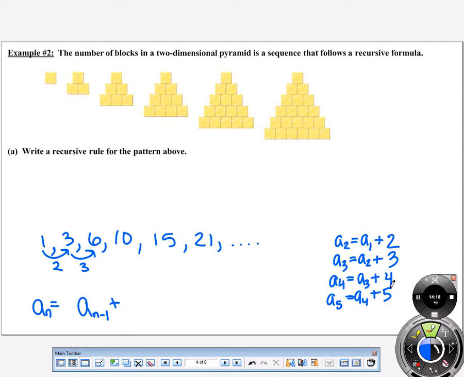Right. So you're just adding 1 higher than whatever the subscript is right here. Do you guys notice that? When I'm using the first term, I'm adding 2. When I'm using the second term, I'm adding 3. Or if you're finding the second term, you're adding 2. If you're finding the third term, you're adding 3.